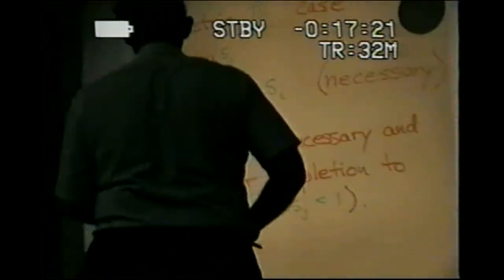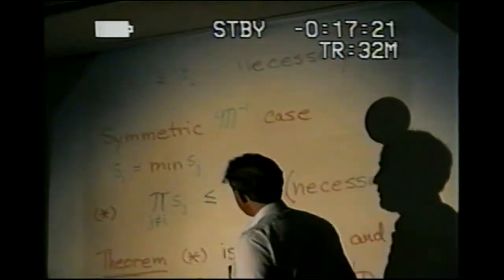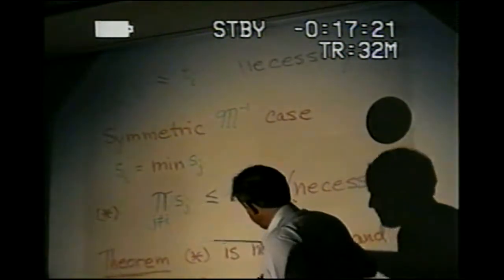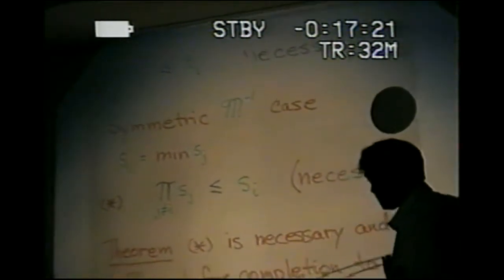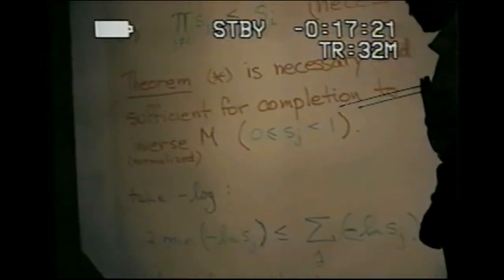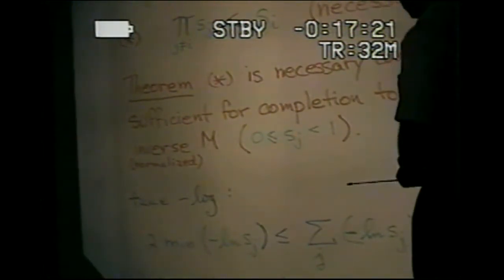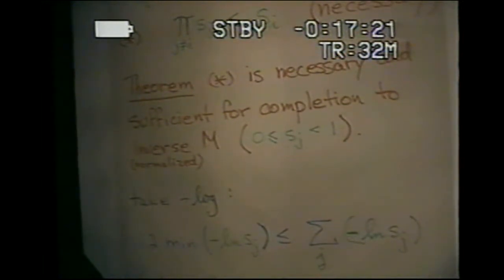So, here's the theorem. In the symmetric case, my cycle condition becomes something very simple, which I've indicated there. And this is it. This is the cycle condition in the symmetric case. And it turns out that that condition is necessary and sufficient for completion to a symmetric inverse M matrix, given that the data along the cycle is symmetric. But in the non-symmetric case, it's not clear. So that's more or less where things stand at the moment.